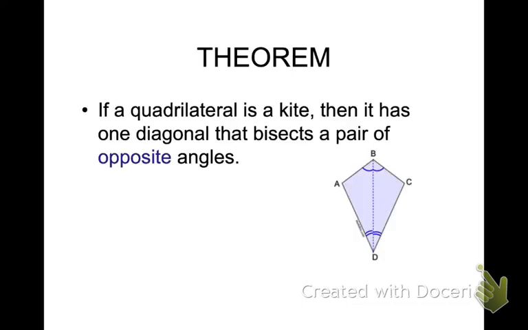All right. Other theorems about kites. If a quadrilateral is a kite, then it has one diagonal that bisects a pair of opposite angles. So now we had congruent angles happening on the non-congruent side intersections. On those angles that are not the same, we do have something happening there. We have the diagonal bisecting those angles. So those angles are getting cut in half. That will not happen on the congruent angles. They will not be cut in half.